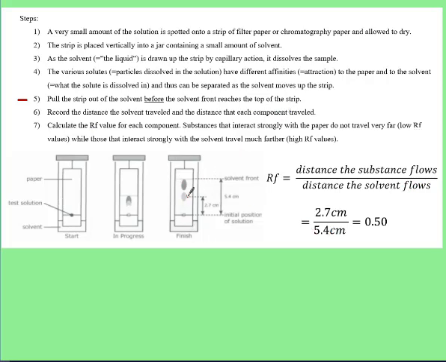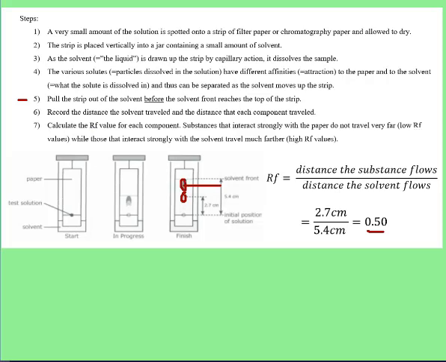And then my component, depending on which one I was looking at, in this case I'm looking at this bottom one, I look in the middle of it, and it traveled 2.7 centimeters. Again, from where it started to the middle of that dot. So the distance the substance flowed, so 2.7 over 5.4 gives me an RF factor of 0.5. I could do the same thing for this dot, and I would just measure from the middle there. So of these two, the top dot has a larger RF factor than the bottom dot.